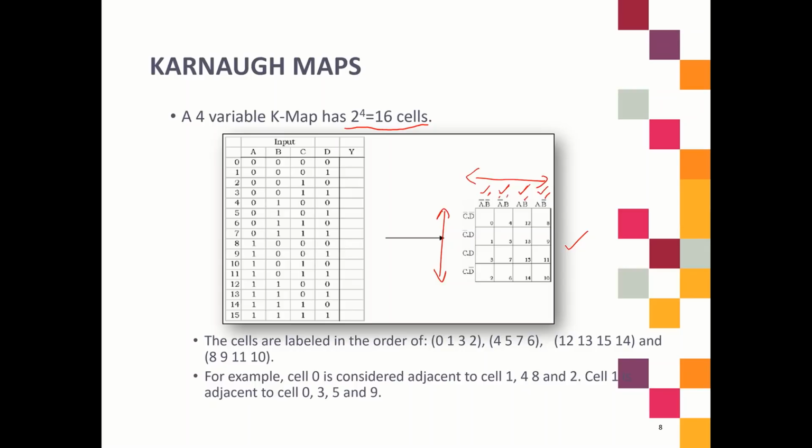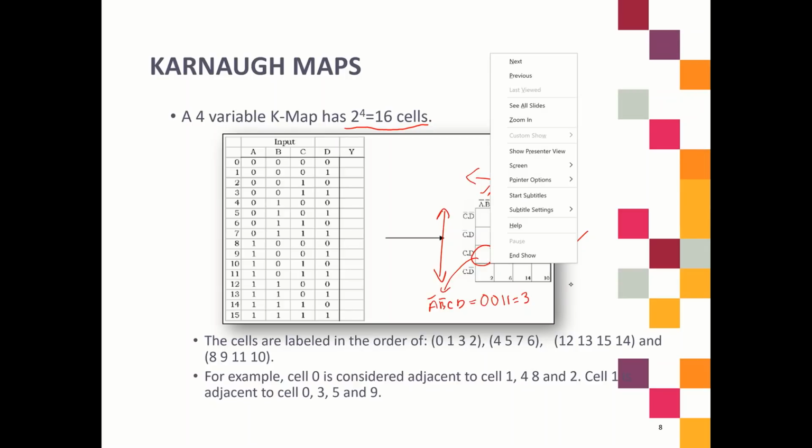And then the numbering in each cell actually depends on the product term. For example, if you refer to this cell, what is the product term for this cell? The product term is A bar, B bar, C and D. This product term is equal to 0, 0, 1, 1 in binary, and is also equal to 3 in decimal. That's why this cell is labeled by number 3.